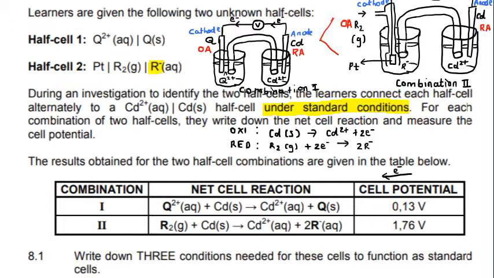And then the pressure of any gases that we are using has to be 1 atmosphere. So this R2 gas that we are putting into this first half cell over here has to be at a pressure of 1 atmosphere.